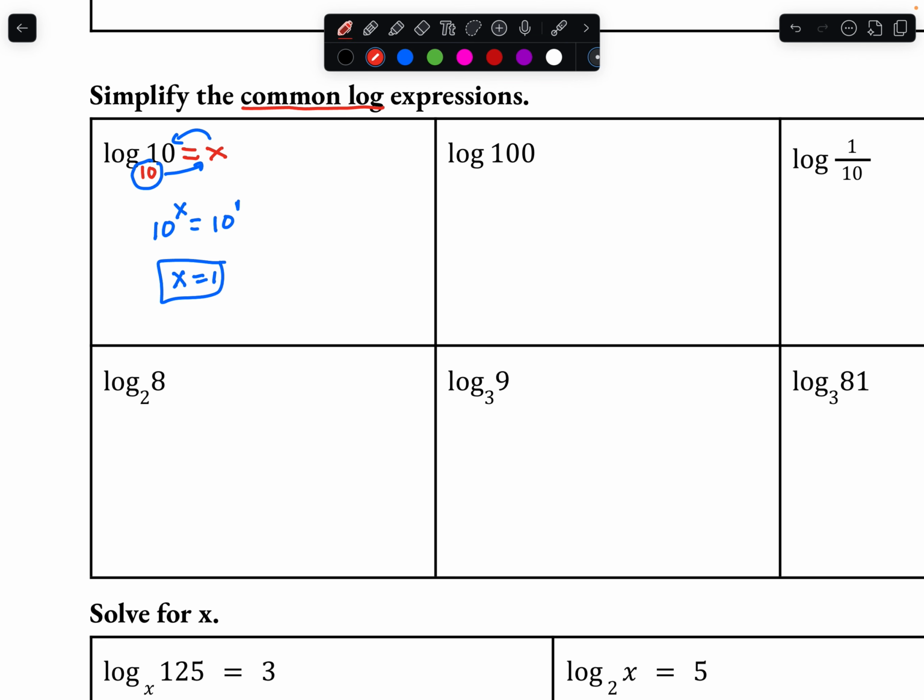Next one, it's a common log. So what's the base? 10. Do I know what it is equal to? No. You can think about it as 10 to the what power is 100, right? Now using our common bases, 10 to the x equals 10 squared. So now we have a common base here and a common base here. We know that x is equal to 2, so log base 10 of 100 is 2.